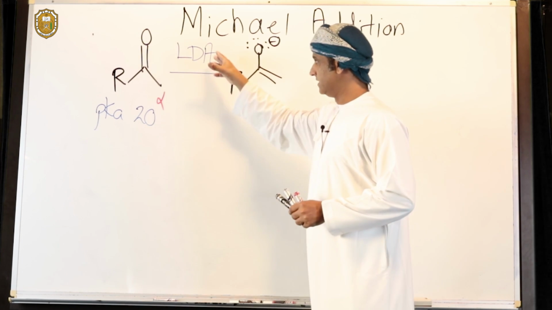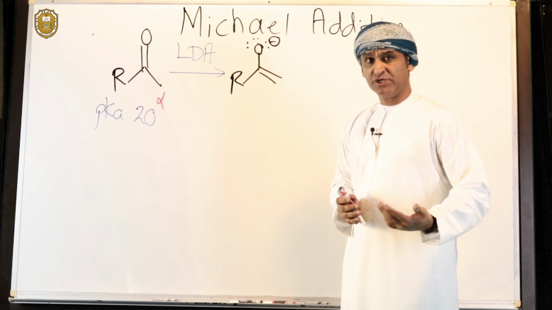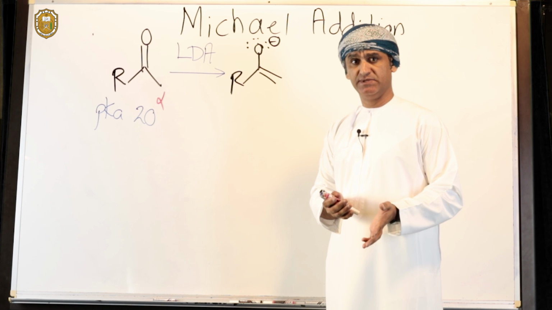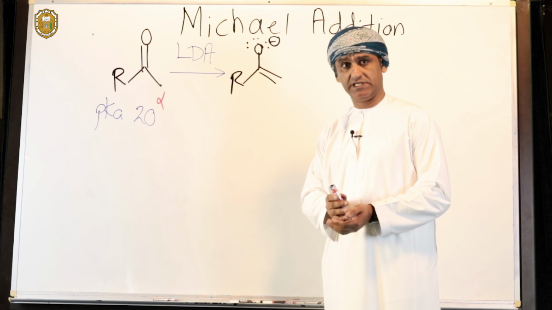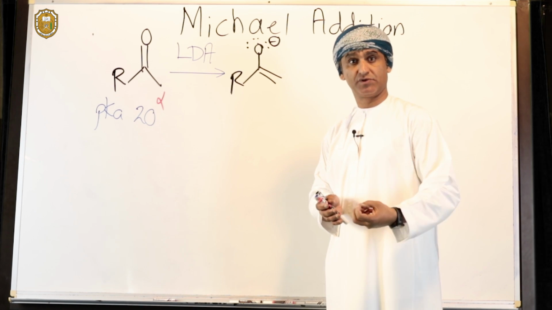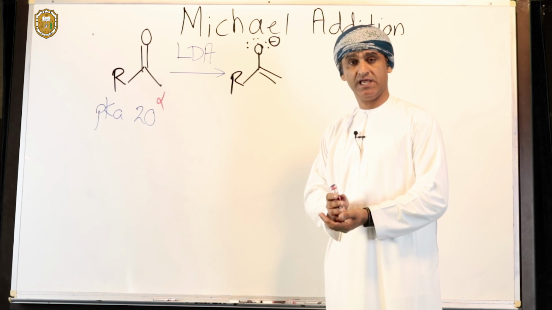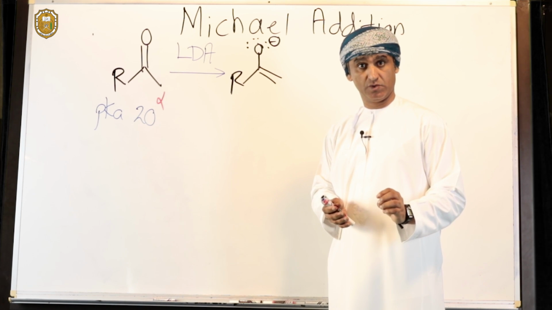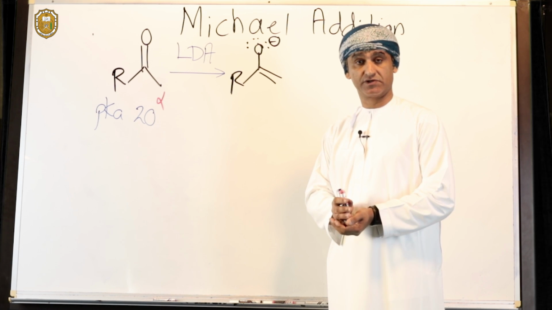It is obtained quantitatively because LDA is a very strong base. You can recall the pKa of the conjugate acid of LDA, diisopropylamine, is 38 or 40, something like that. And of course, the pKa for ketones is about 20. Of course, the stronger acid, which is the ketone, should react with the stronger conjugate base that comes from the weaker acid. So this reaction is likely, and that's why LDA is capable enough to convert ketones or carbonyl compounds completely, or quantitatively, into the corresponding enolates.